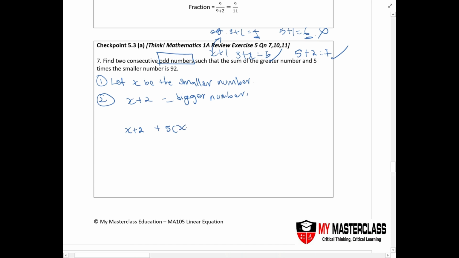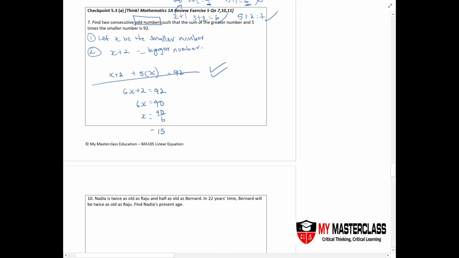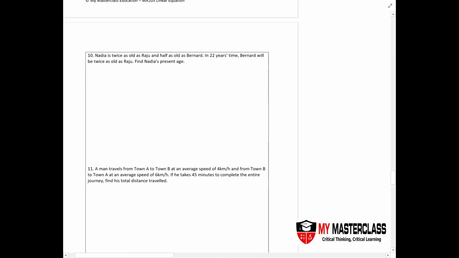Now the sum of the greater number, x plus 2, plus 5 times the smaller number is 92. Once you are done forming this equation, this is 1 mark worth. Then solve for it. You have 6x plus 2 equals 92, which gives 6x equals 90, x equals 90 divided by 6, which gives an eventual answer of x equals 15. Let's take a look at the next question.